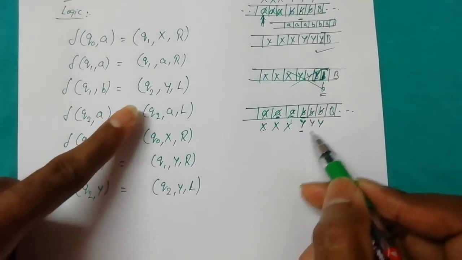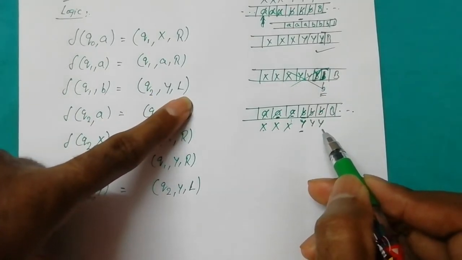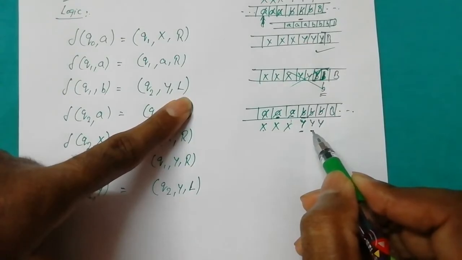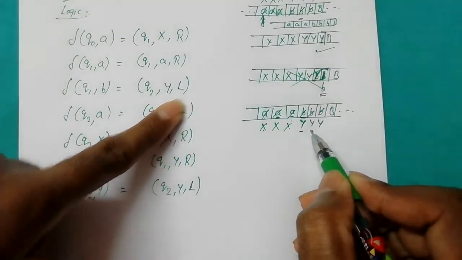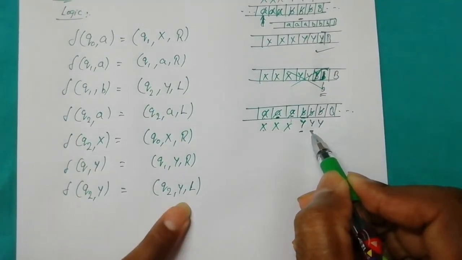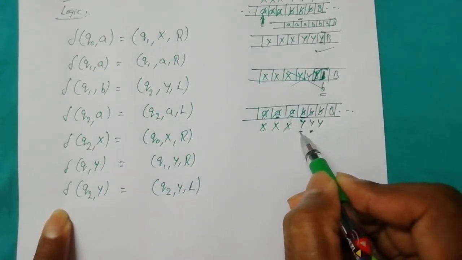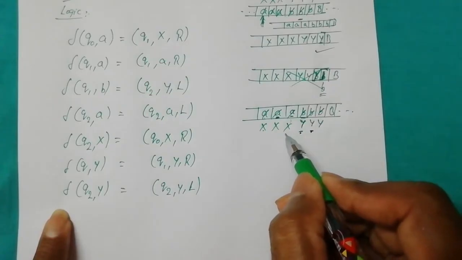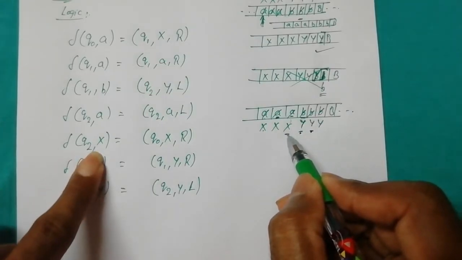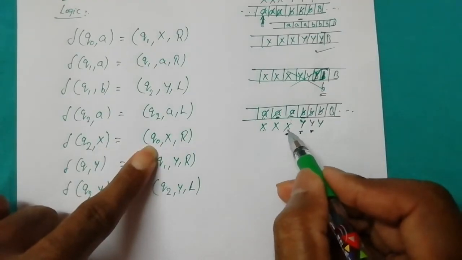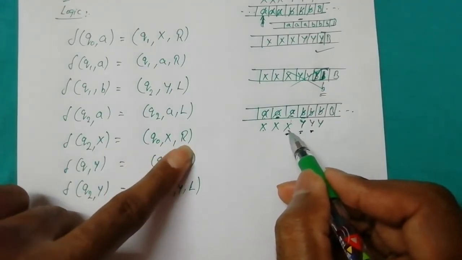Now we are moving one cell to the left direction, and now the read/write head points to this cell. Next, Q2 comes across with Y. Just keep on skipping. Q2 comes across with Y. Just keep on skipping. Q2 comes across with X. We move to the state Q0. We keep this X as it is, and we move one cell to the right direction.